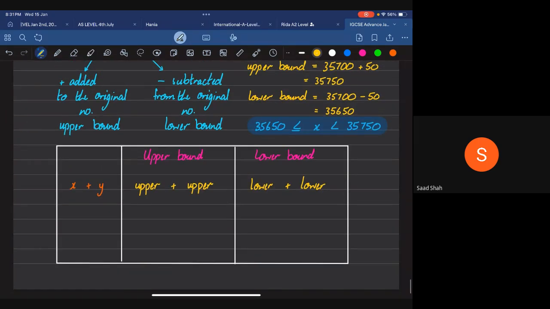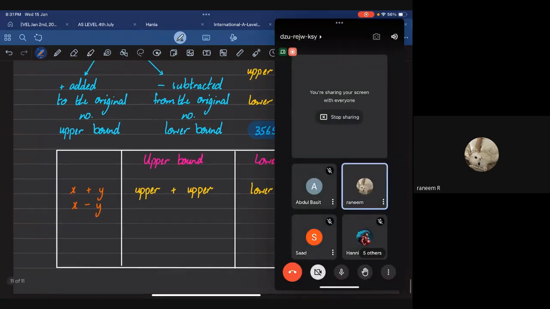Now, secondly, we can say that what if x minus y? Now, if they ask you to find the upper bound of two things being subtracted, how should I do it? Now, they're asking me the maximum possible value I can get for two things that are subtracting. Yes. Hello, can you hear me? Who was this? Yes, Rani. Yes, sir. Yes, Rani, were you saying something?